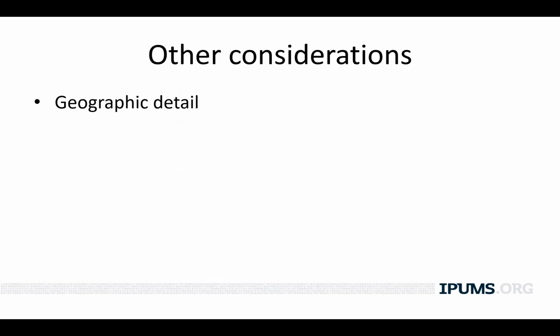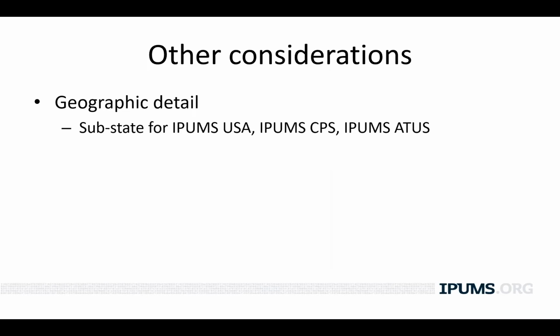So the first is geographic detail, right? That varies. One trade-off of microdata when you see one person and all of their responses is to protect anonymity, right, of those people, of the respondents. You sometimes obscure detail in other areas. So if you wanted state or sub-state identifiers for US data, you'd need to be using IPUMS USA, IPUMS CPS, or IPUMS ATUS.